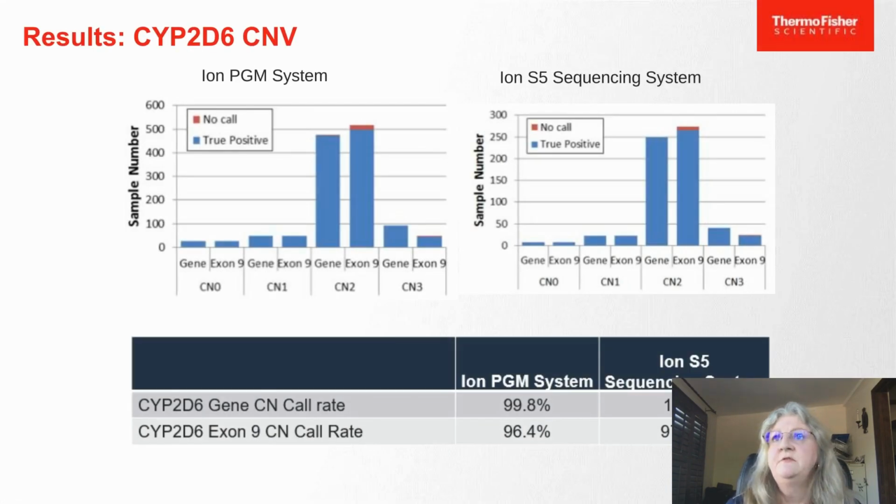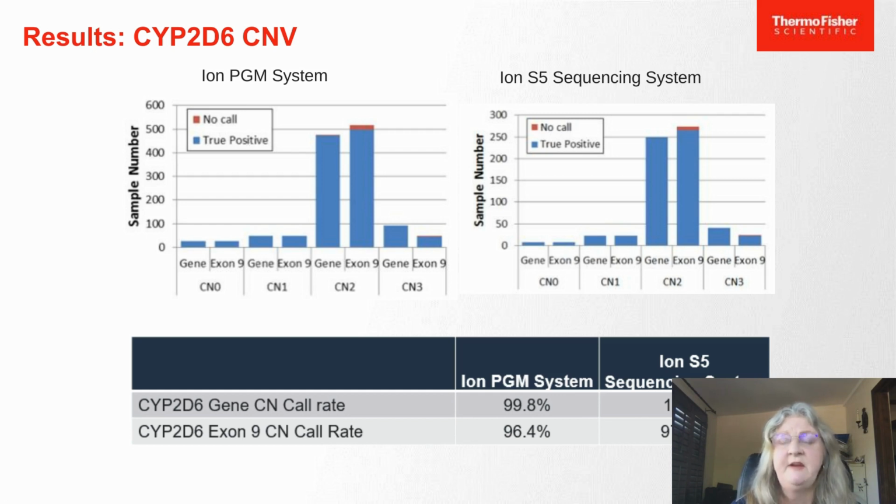Turning to the results of our copy number variation, we sequenced samples that had copy number of 0, 1, 2, and 3. And we included individuals with 3 functional copies of exon 9 and with only 2 functional copies of exon 9. And you can see here the results for each of these samples.